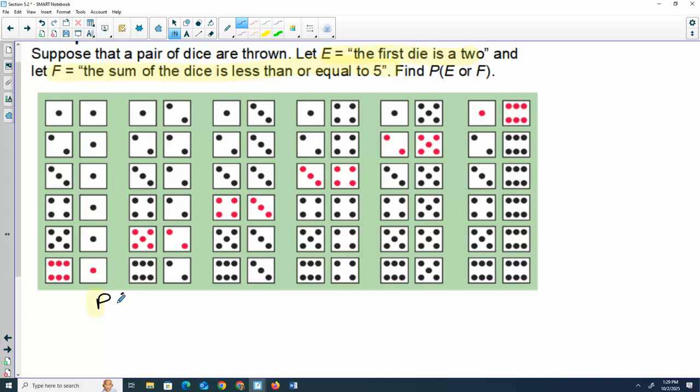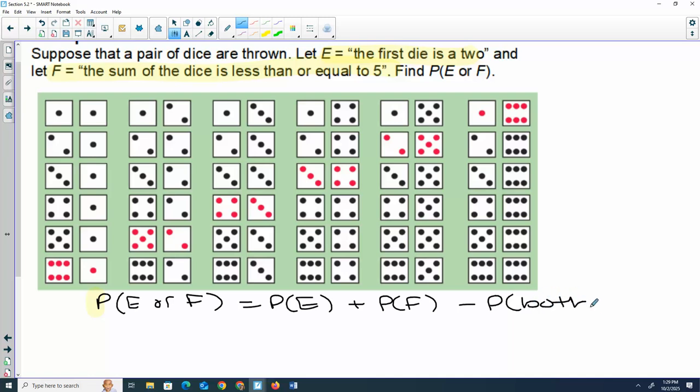So to find the probability of E or F, you have to do the probability of the first plus the probability of the second minus the probability of both. Alright, there are 36 combinations. So E, the first one is a 2. How many of these have the first dice as a 2? 1, 2, 3, 4, 5, 6 different combinations where the first one is a 2.